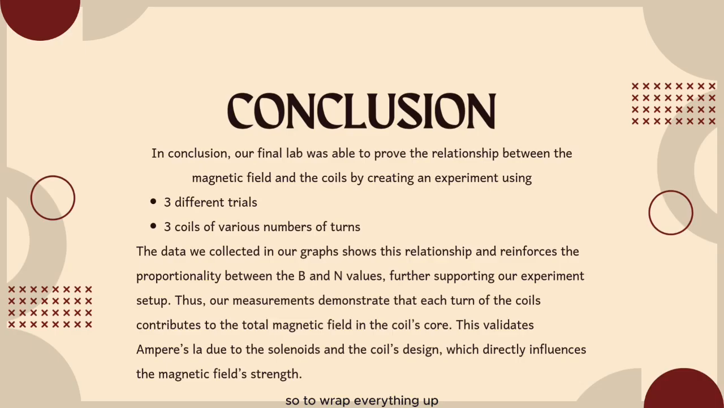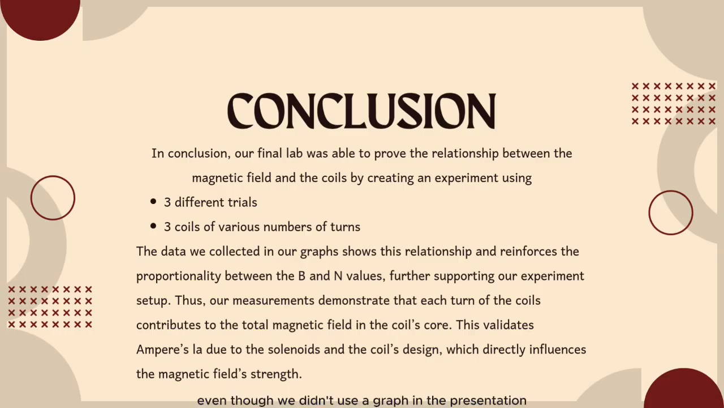So to wrap everything up, our final lab was really about testing the relationship between the magnetic field inside a coil and the number of turns that coil has. The whole point was to see whether the theory we learned in class actually showed up in a hands-on setup. Using real equipment, we ran 3 different trials using 3 different coils, one with 200 turns, one with 400 turns, and one with 800 turns, which basically gave us 3 levels of comparison to see how the magnetic field changed.